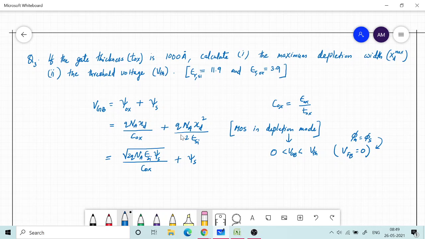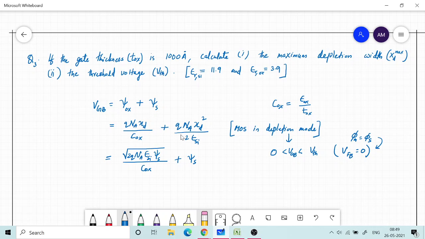There is another way in which flat band voltage can be non-zero, which I will come to today itself, but let us stick to this problem where flat band voltage is 0 because phi m is equal to phi s and there is no other parameter making it non-zero. So there are only these two terms in that case, and as you can see in the first expression which I wrote in terms of xd, as VGB increases, xd increases according to this equation. Now the maximum value VGB can be applied so that this relationship is valid is when VGB equals VTH.